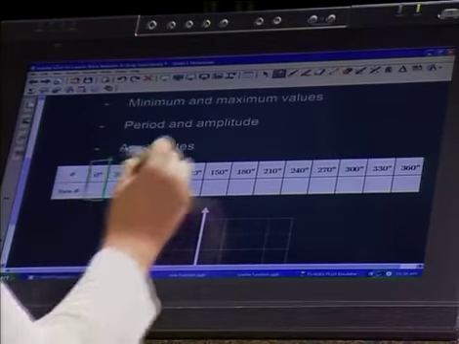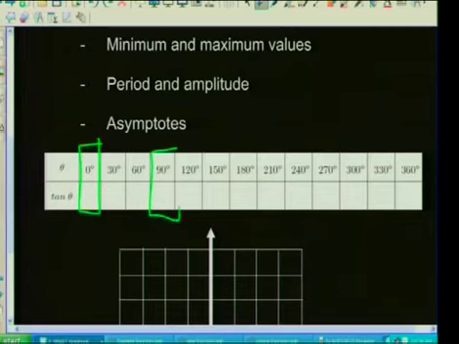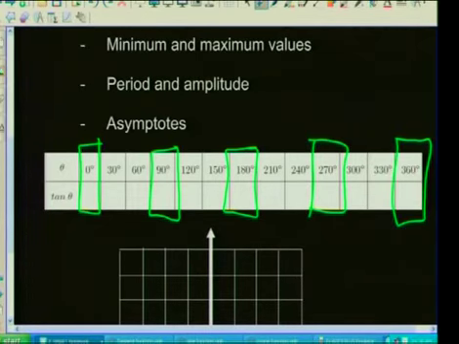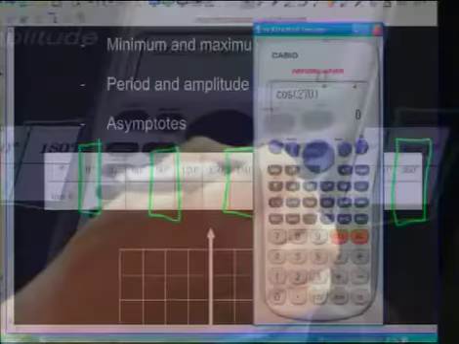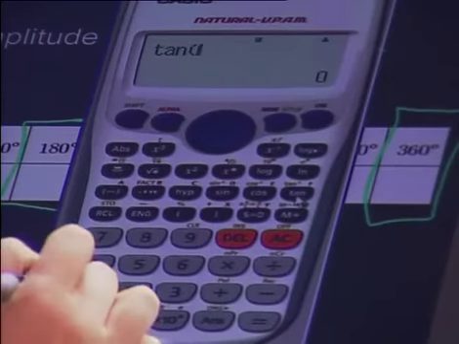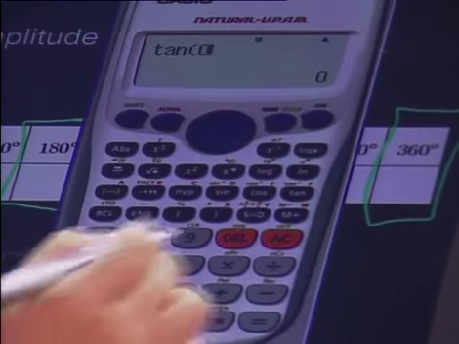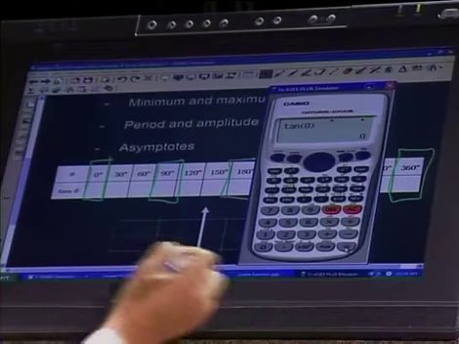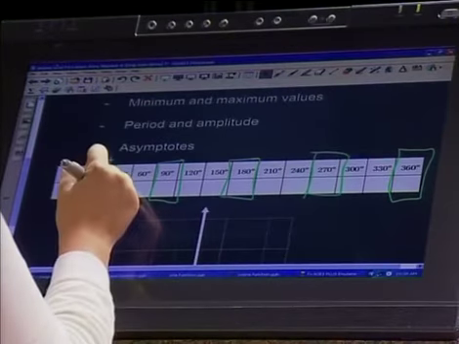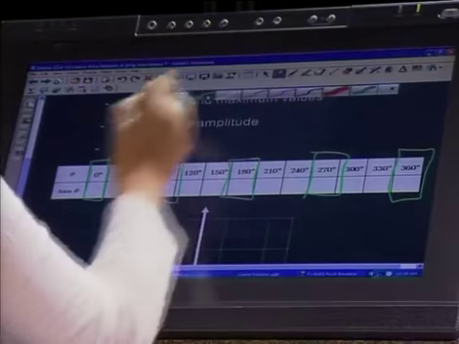So again, we're looking at 0, 90, 180, 270, and 360. And I hope you've already got your calculators out and that you've already found those answers. So tan of 0 degrees gives us a value of 0. And we can fill that out.